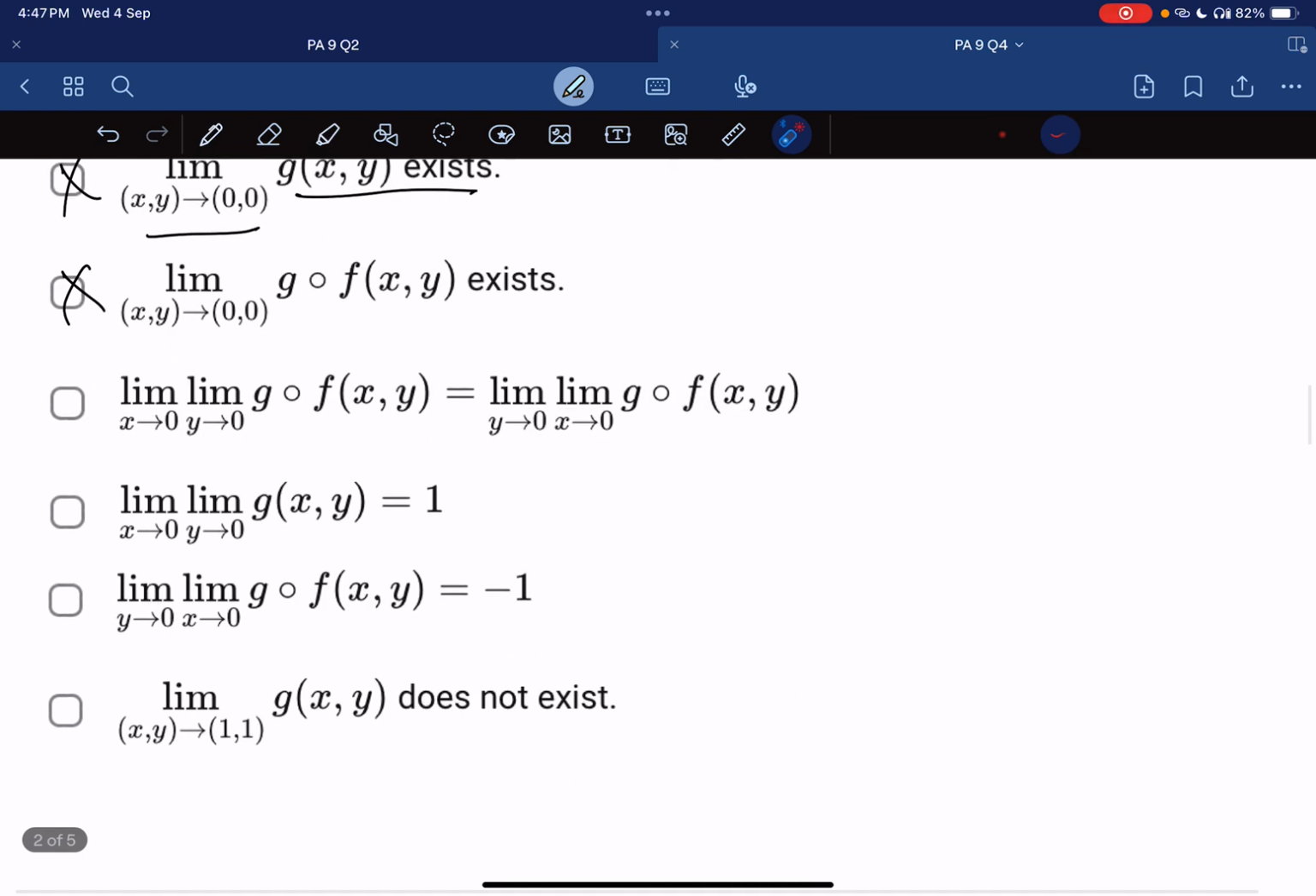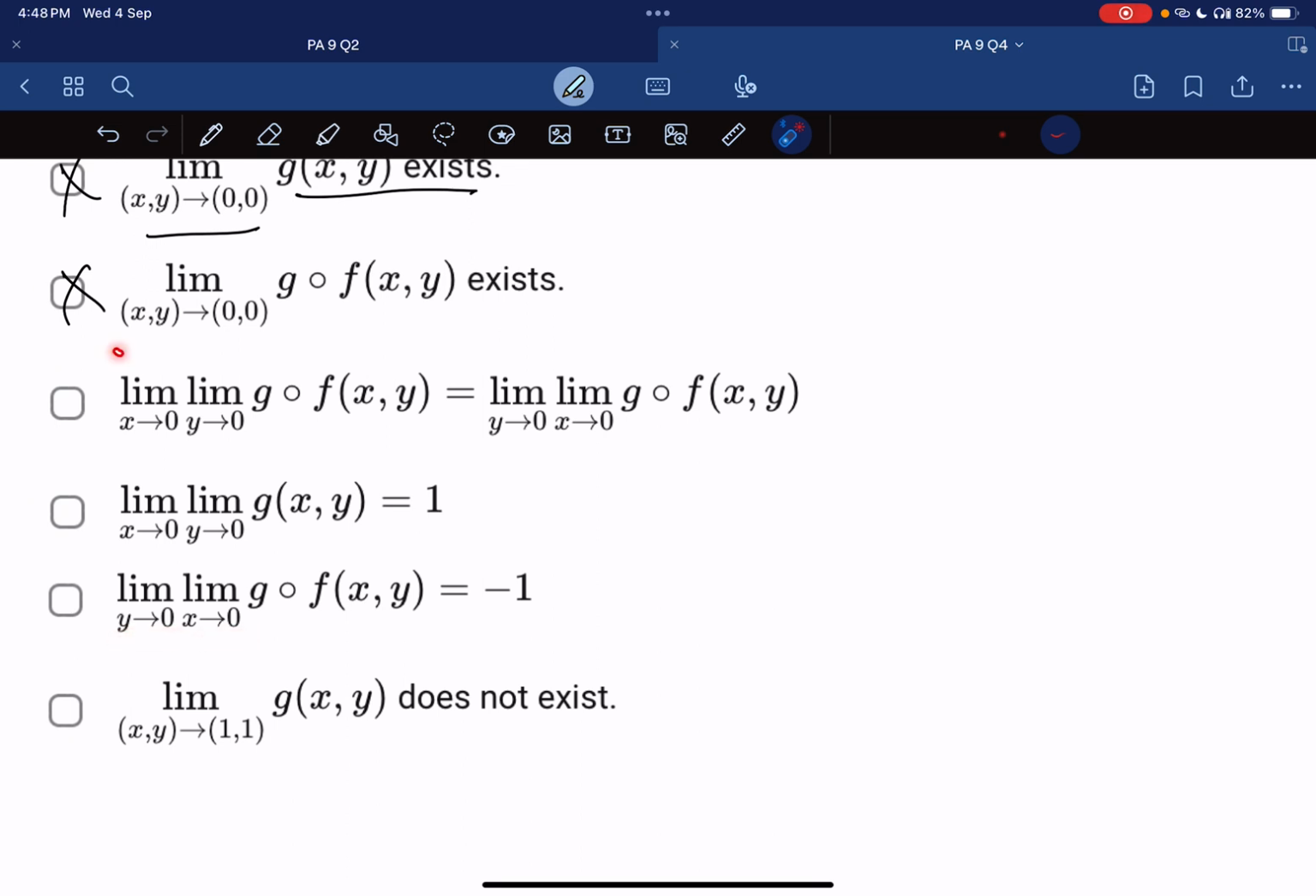Now, the next option tells that limit x tends to 0, limit y tends to 0 for the g of f x comma y, same as limit y tends to 0, limit x tends to 0 for the function g of f x comma y. This is, and the rest two options is the limit when x tends to 0 and y tends to 0, y tends to 0, x tends to 0.